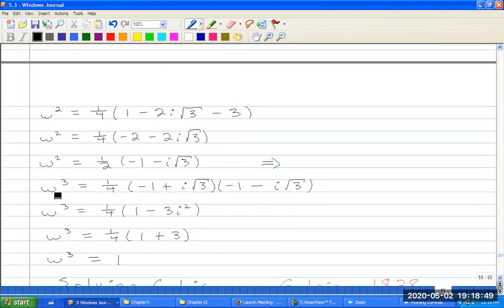Omega cubed, well, is just omega squared times omega. Since they're complex conjugates, you just get 1 plus 3 is 4, which cancels with the 4, so you get 1. It's called a cube root of unity because omega cubed is 1. It's the cube root of 1.